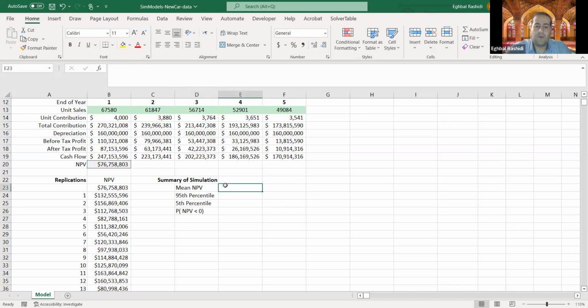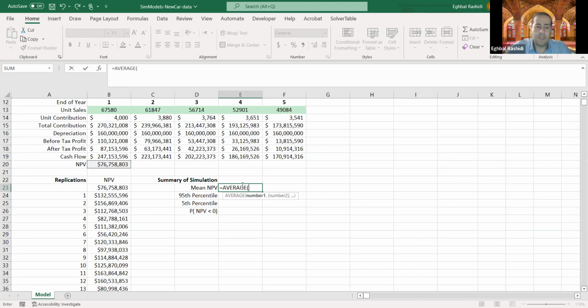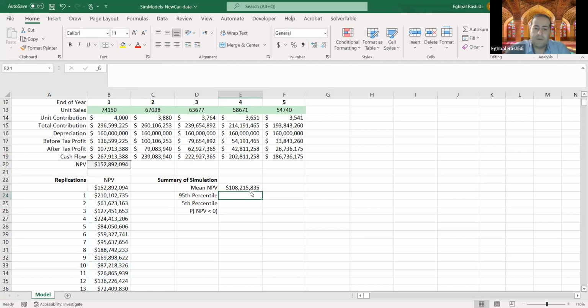Okay, to compute the mean NPV, that's just using the average function here. So that's going to be the average of B24 to B1023. This includes all the numbers that we have generated over the replications. So the average is about $108 million.